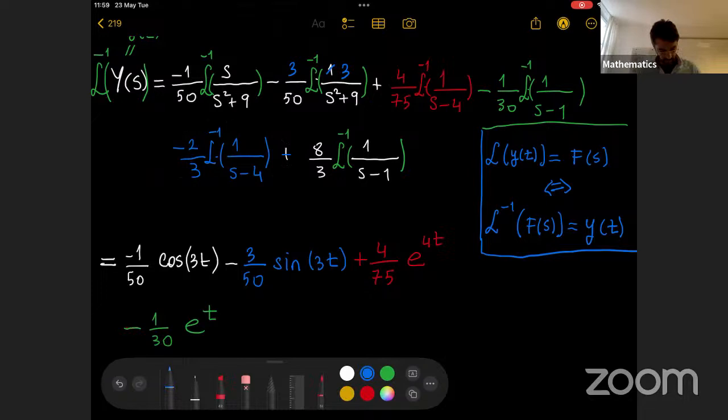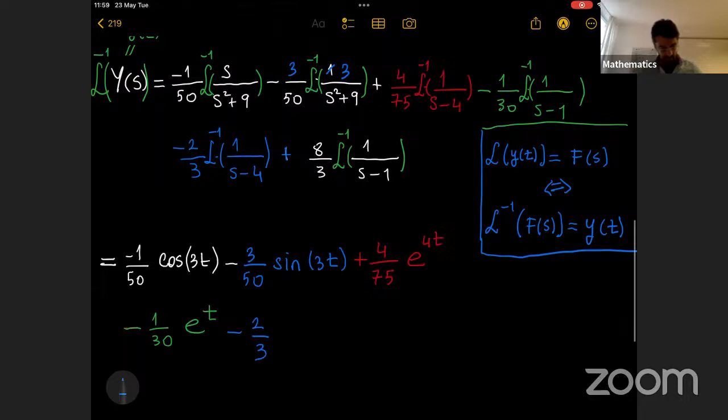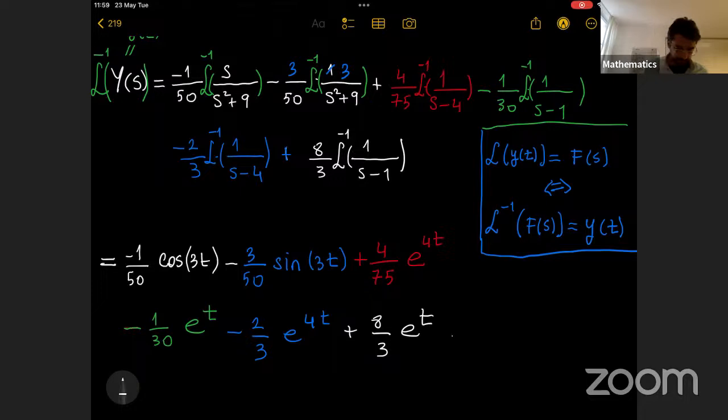Here it's now minus 2 over 3 e to the 4t again, plus the last one here, this one, 8 over 3 e to the t, okay? And we're done. This is y of t, the solution, okay? Any question with this example?